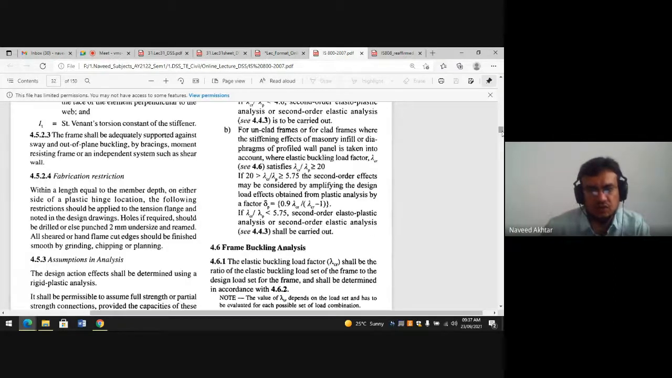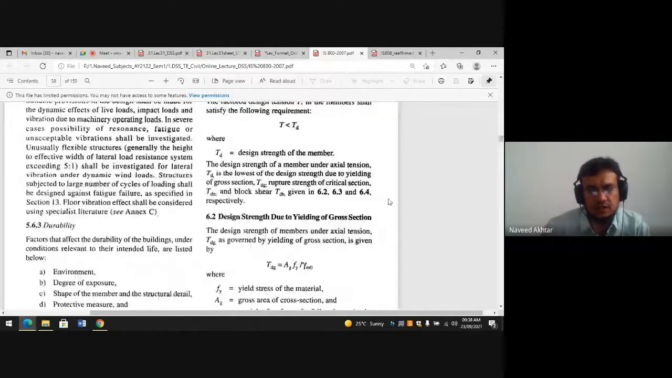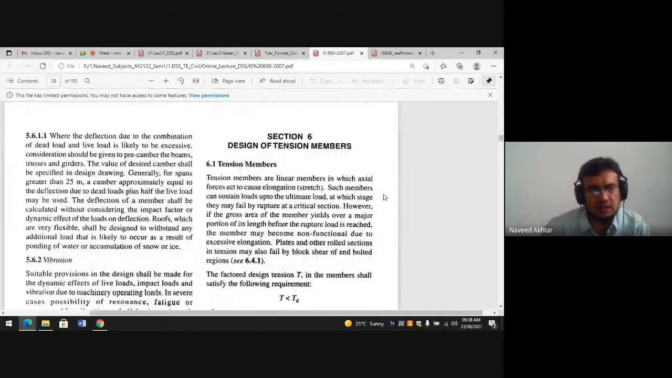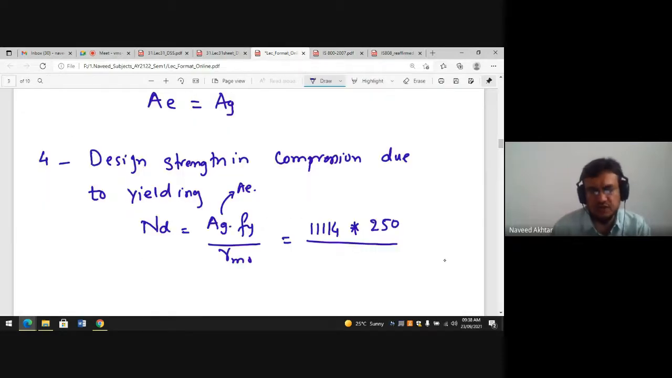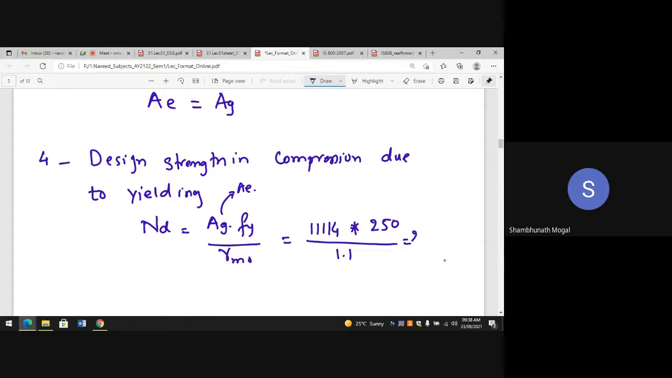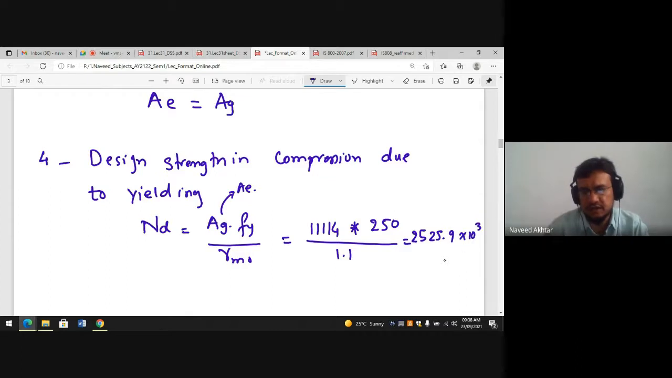Gamma m0 is from table number 5 of the IS code, given on page number 30. Gamma m0, governed by yielding, is 1.1. So write down gamma m0 is 1.1. If you find out, Nd is coming around 11114 into 250 divided by 1.1, which is 2525.9 into 10 raised to 3 Newton.